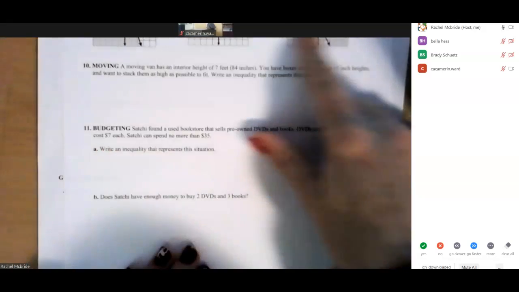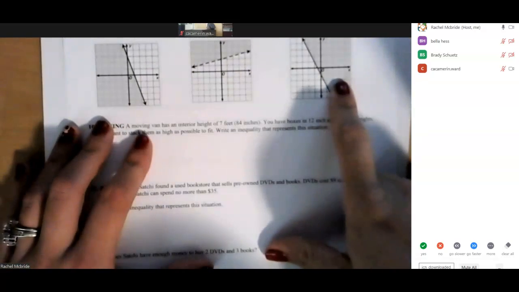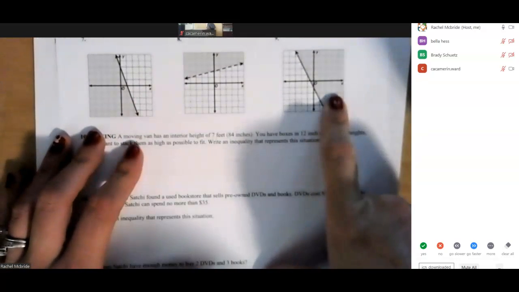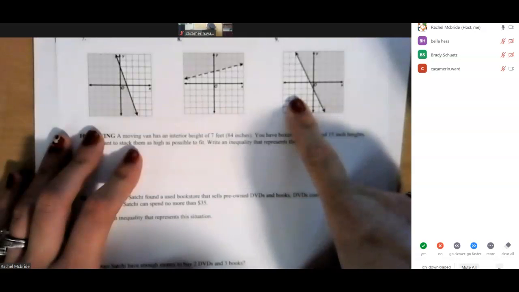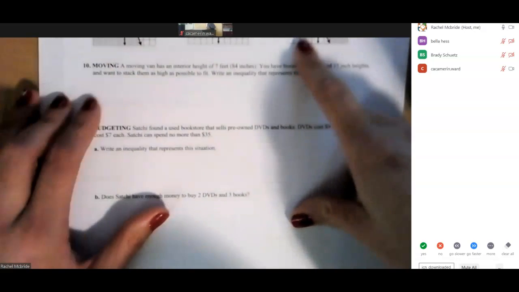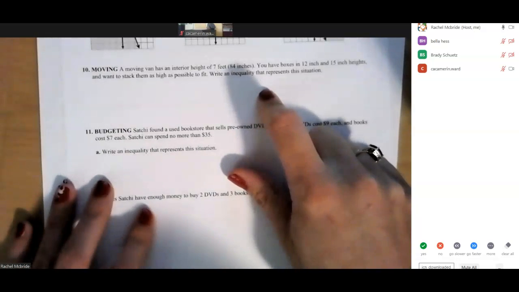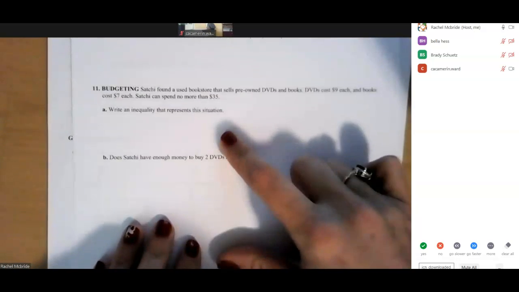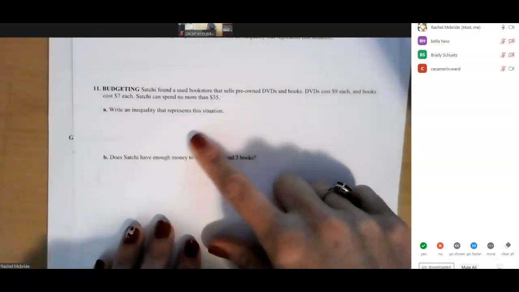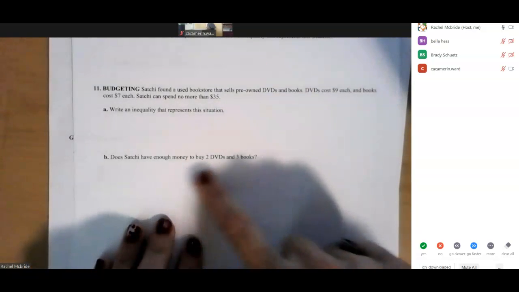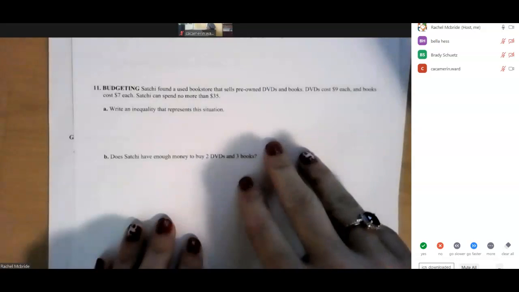And then on page 2, I want you to tell me the equation of the line. So on this page here, you're telling me the equation of the line. And then down here, it's a word problem involving an inequality. So you have to write it, and then down here, same idea, and then tell me can they or can't they.